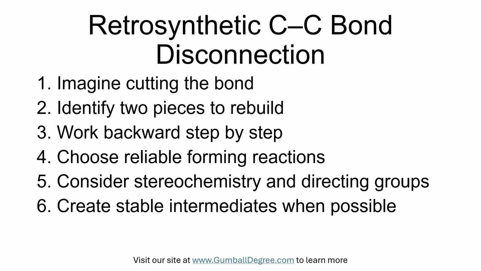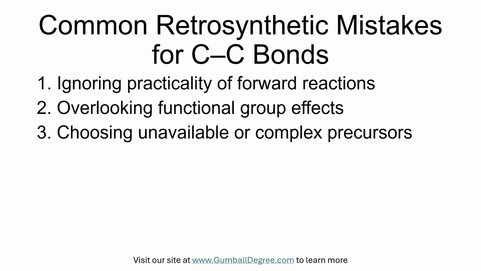Sometimes you pick a disconnection that creates a stable anion or radical intermediate, and sometimes you aim for a bond that can be formed by a well-known coupling reaction or addition. Students often cut bonds without checking whether the suggested forward reaction really exists or is practical, so always verify that a known reaction can form the bond under reasonable conditions.